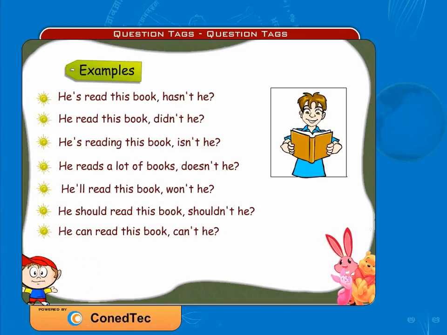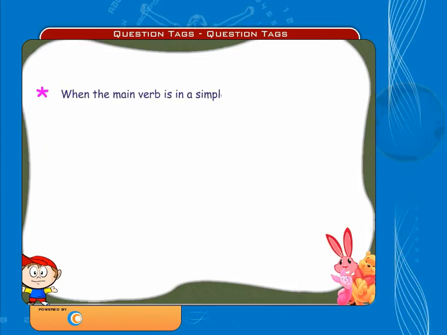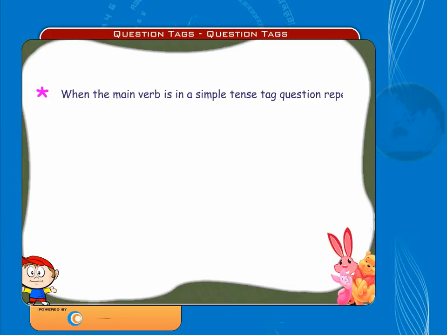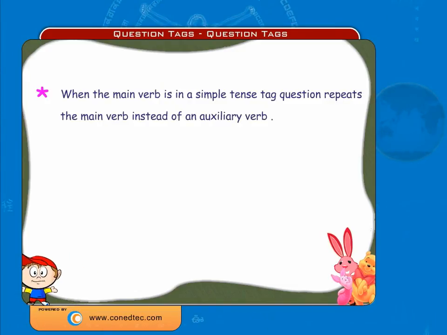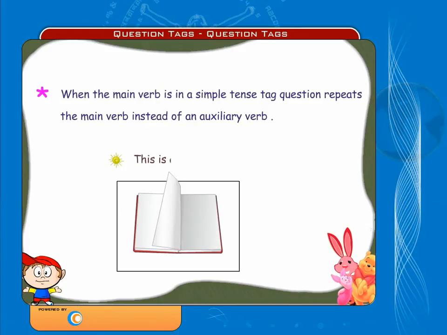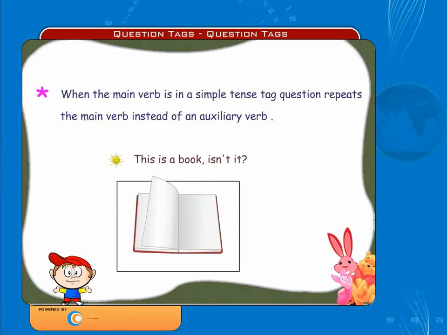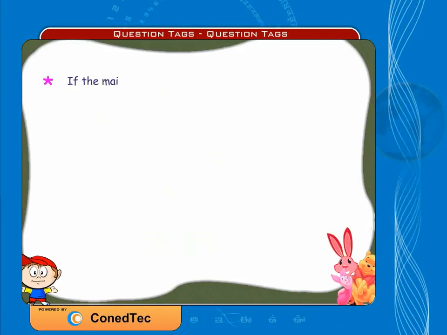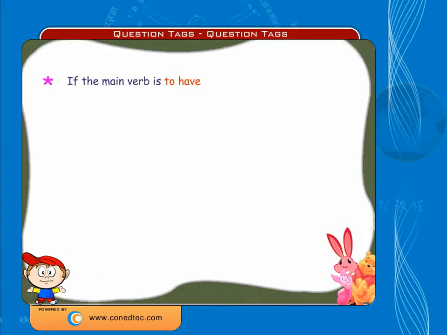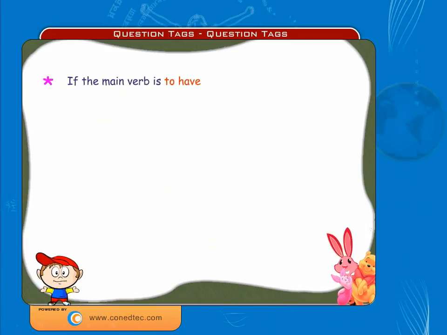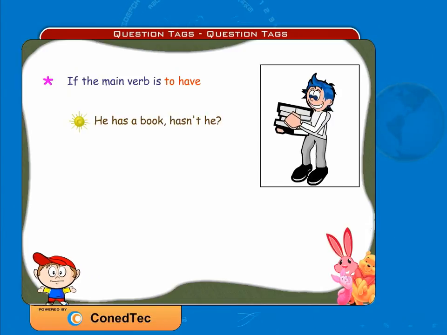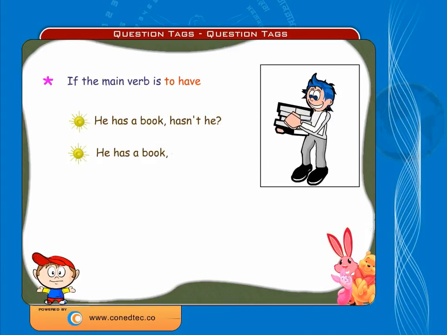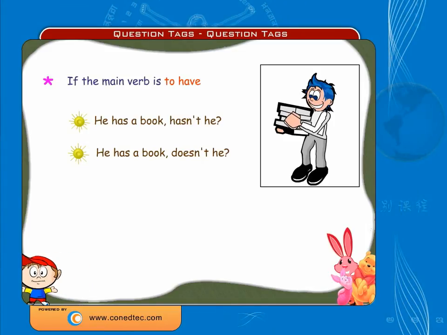A special case occurs when the main verb is to be in a simple sentence. Here, the tag question repeats the main verb and not an auxiliary. This is a book, isn't it? If the main verb is to have, either form is possible. He has a book, hasn't he? He has a book, doesn't he?